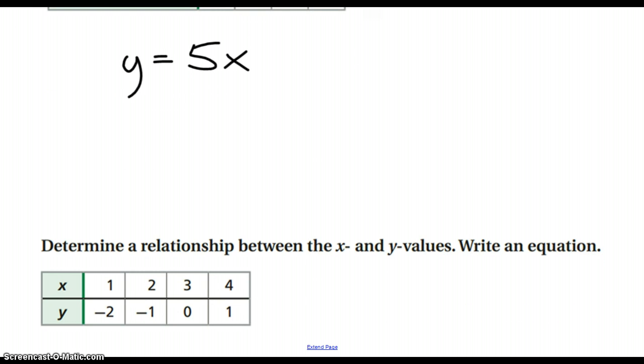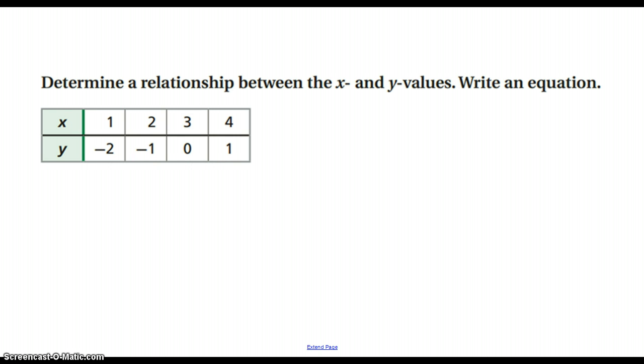So for instance, if we look at this example, determine a relationship between X and Y. So you want to look at your first pair, or coordinate, and you want to look at, okay, well, how could I get from 1 to negative 2? So I could look at, well, maybe it's 1 times negative 2. However, if I go to the next section, 2 times negative 2 does not get me to negative 1, so that is not going to be it. So we have to go back to the beginning and check a different option.